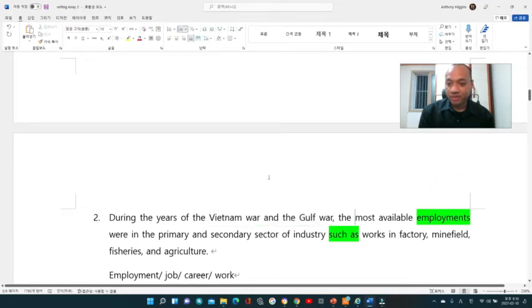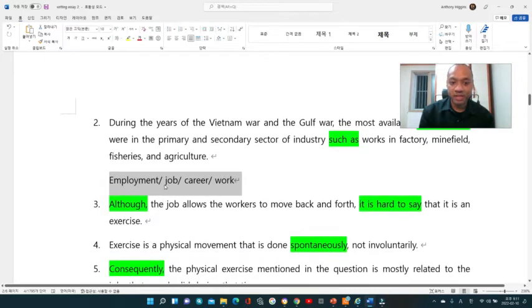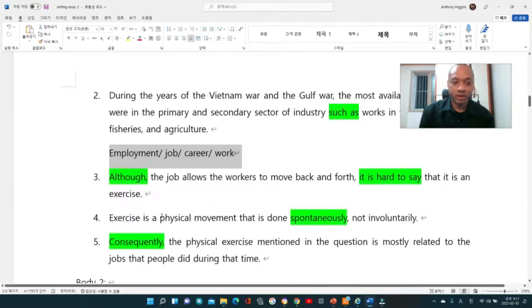And the most available employments were in the primary and the secondary sector of industry, such as works in factory, minefield, fisheries, and agriculture. Now, when you look at the employment, I kind of highlighted it. One of the reasons is because there are some different words, the way how you can use these words. So we have employment, job, career, and work.